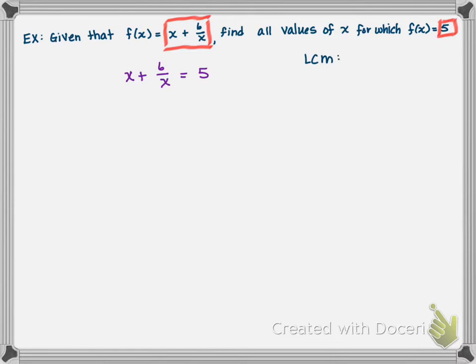So my LCM is x. Do I have restricted values? Is there anything x can't be? So remember, x can't be anything that makes a denominator 0. Can't be 0. Yeah, x can't be 0 because x is my only denominator, right? So we know that denominator can't be 0. So then we'll multiply by x on both sides.